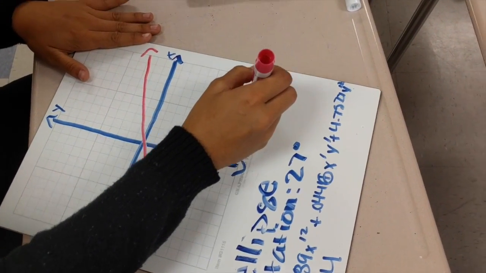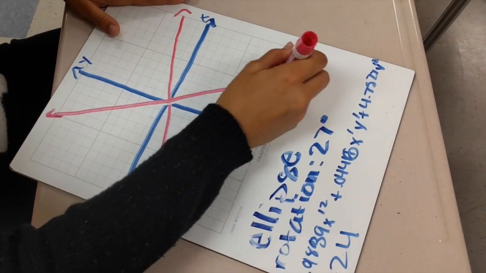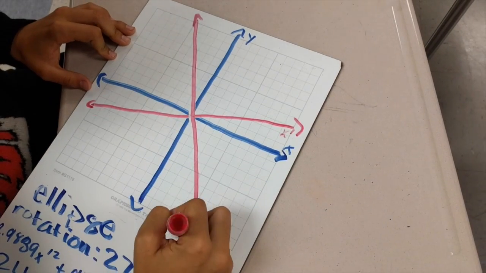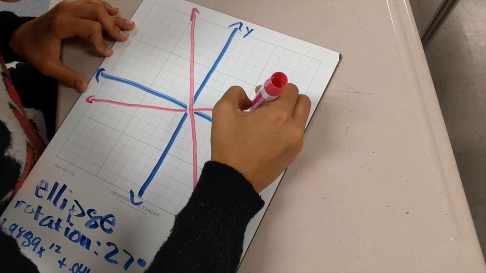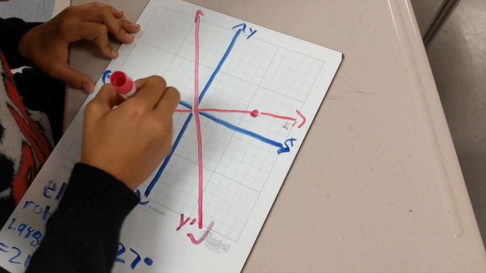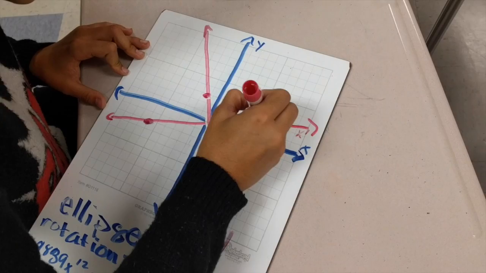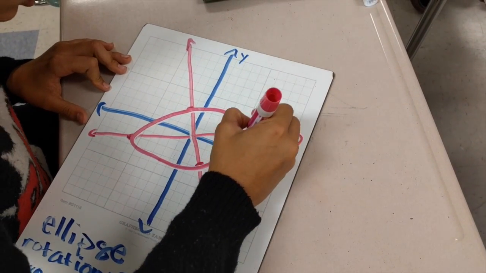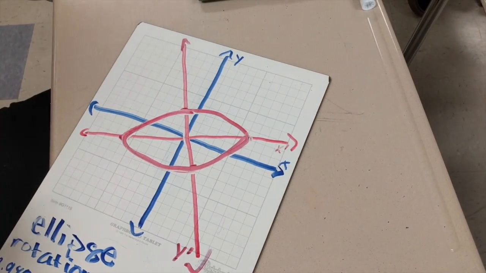For the problem that has been playing out while the explanation has been going, after plugging all of the numbers in, the equation turns out to be 2.9839 x prime squared plus 0.0446 x prime y prime plus 4.7527 y prime squared equals 24.